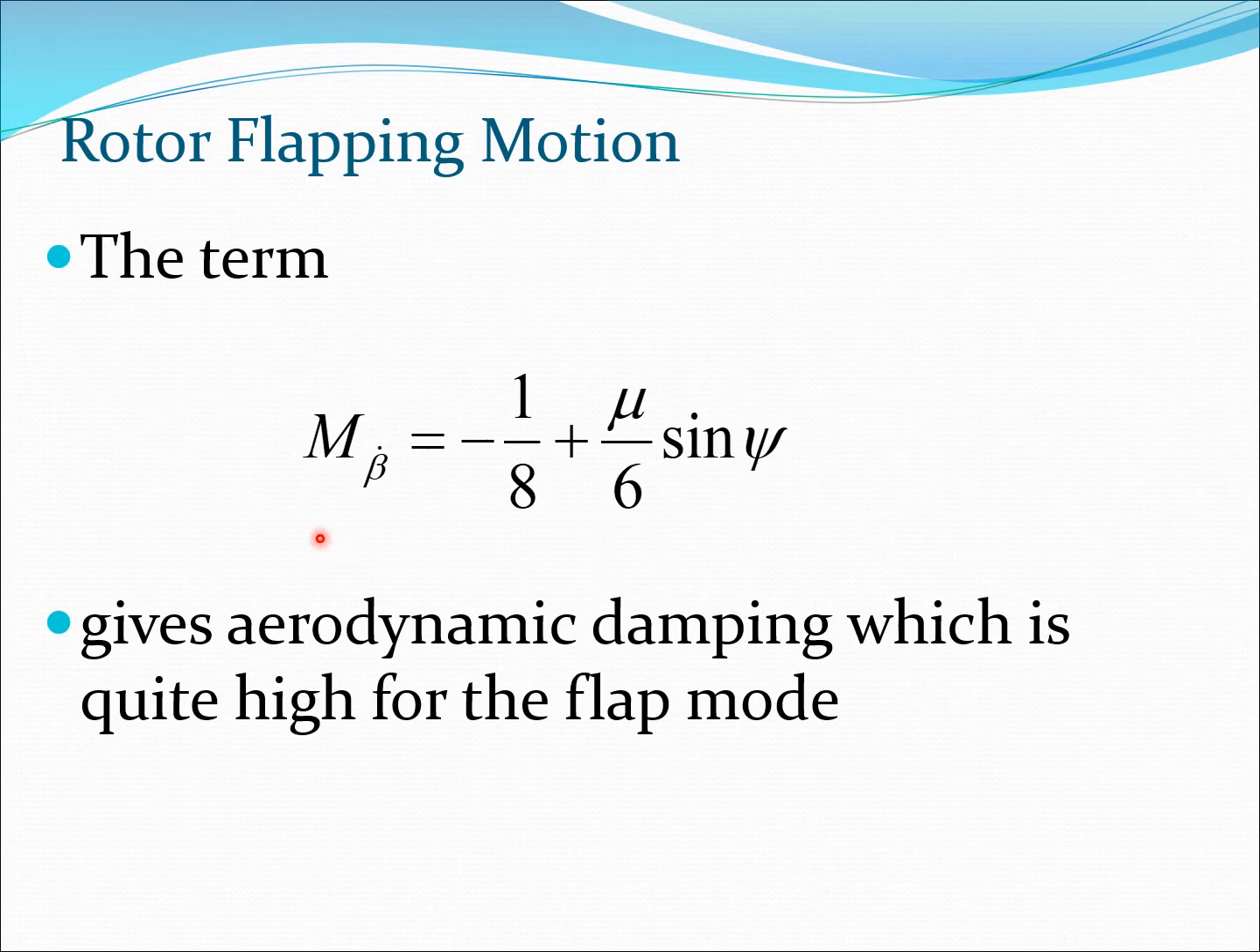Now the interesting term is the term involving beta dot or beta star. Now this term you clearly see has a pretty large factor here, and this term essentially gives you damping, and this damping is essentially coming from the fluid mechanics aspect of the system. So this damping is pretty high for the flap mode.